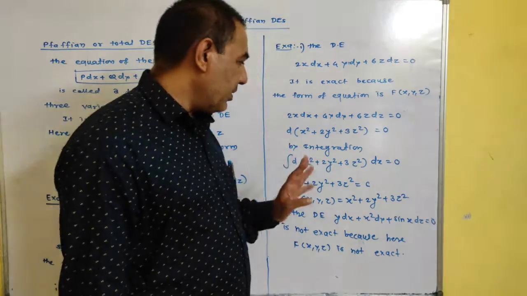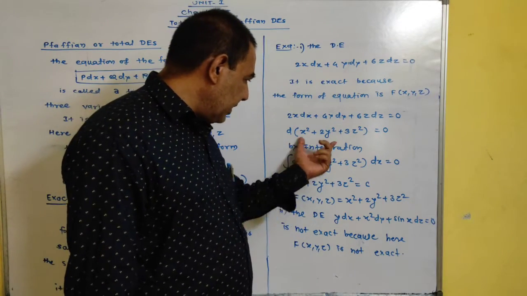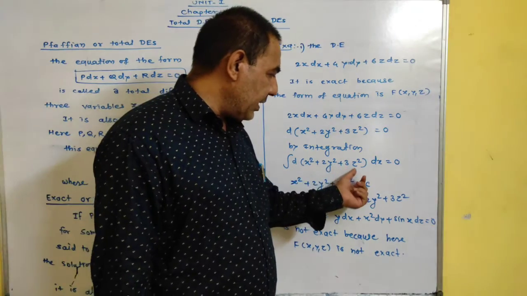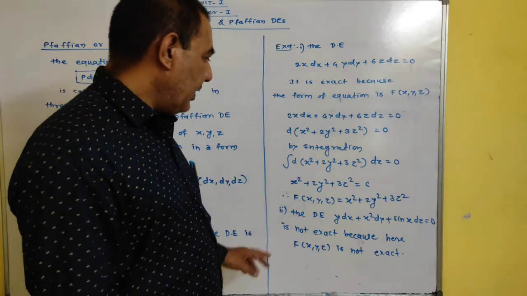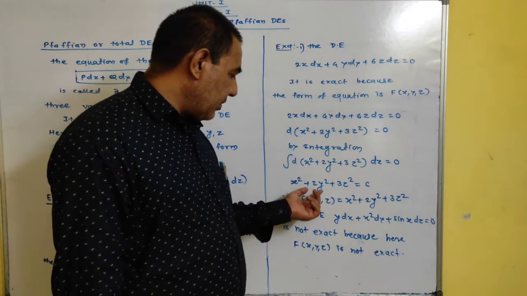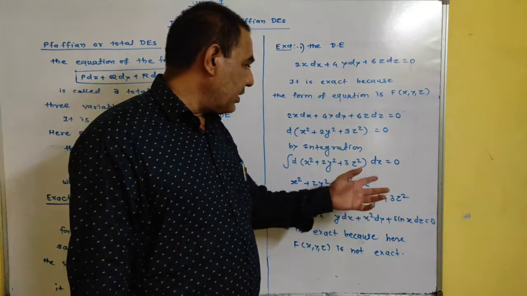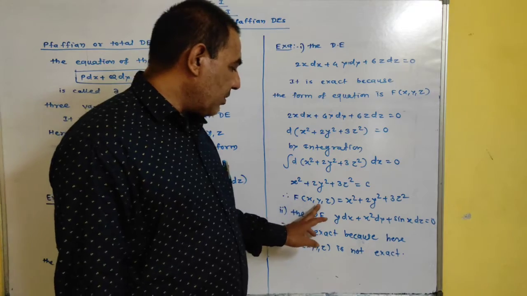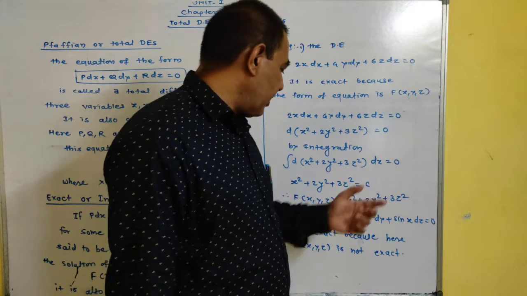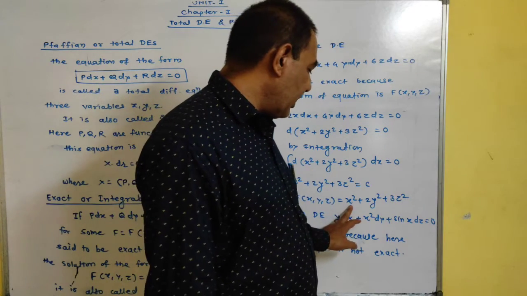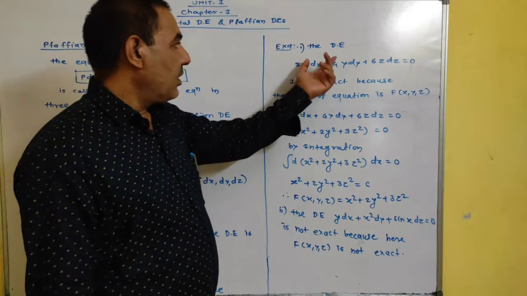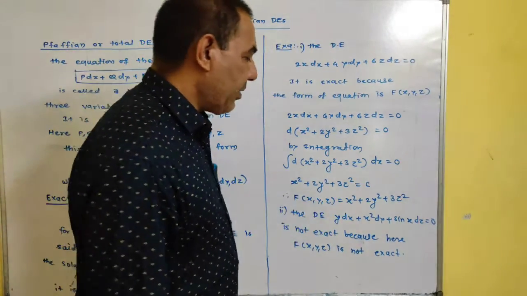By integration of this differential equation, the derivative of x square plus 2y square plus 3z square equal to 0, the derivative is cancelled, and that means x square plus 2y square plus 3z square is equal to c. Here f of x, y, z is equal to x square plus 2y square plus 3z square, and this is the exact differential equation.